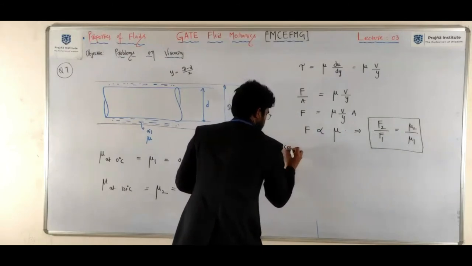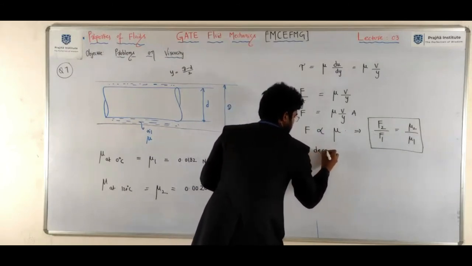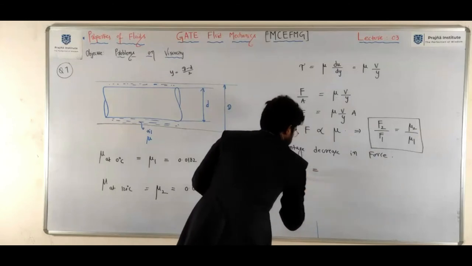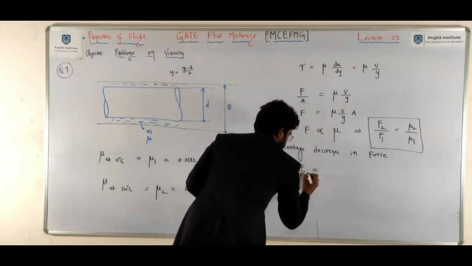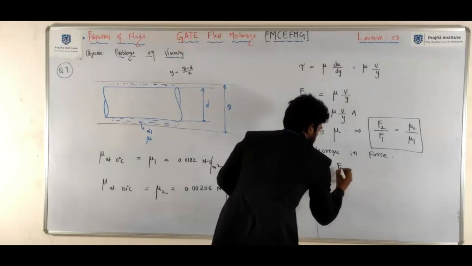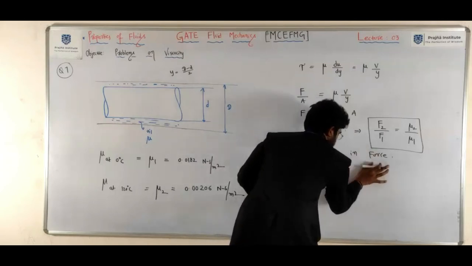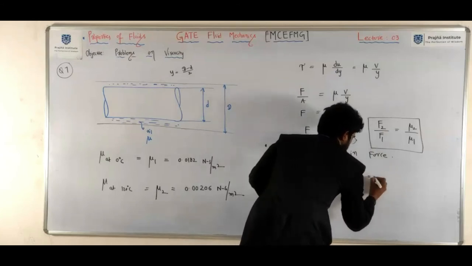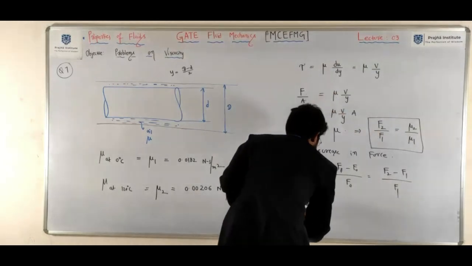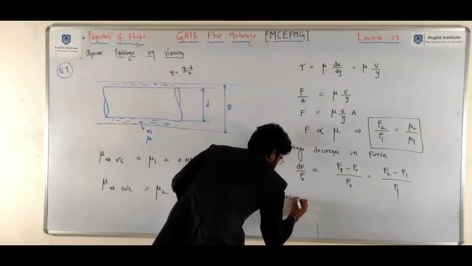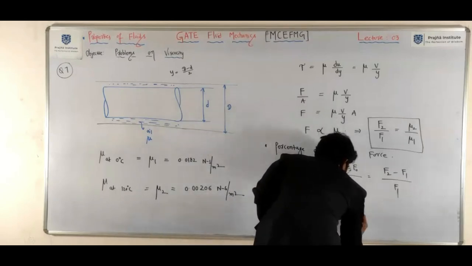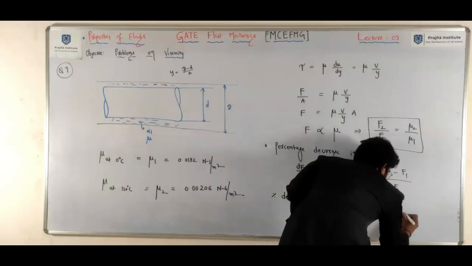Percentage decrease in force is dF by F, which is F final minus F initial by F original, that is F2 minus F1 by F1. Here percentage decrease in force is F2 by F1 minus 1, which is equal to mu2 by mu1 minus 1.